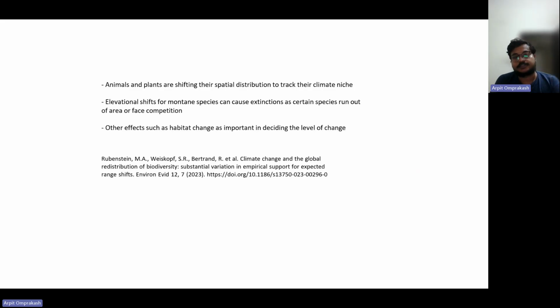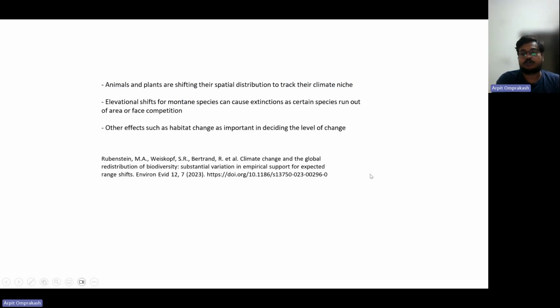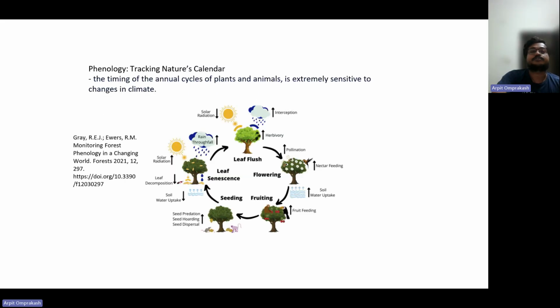And then other things such as habitat change are also important in deciding the level of change in these species distributions, because many times we change the habitat because of land use change, or construction of roads or other things. We are contributing to a lot of change, and that often affects the distribution ranges of these species.